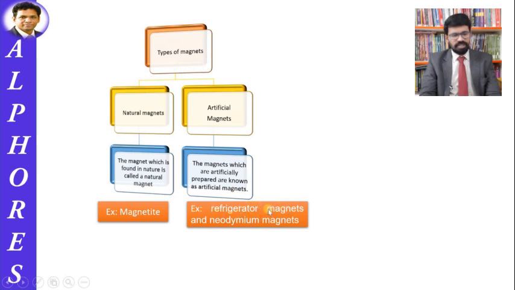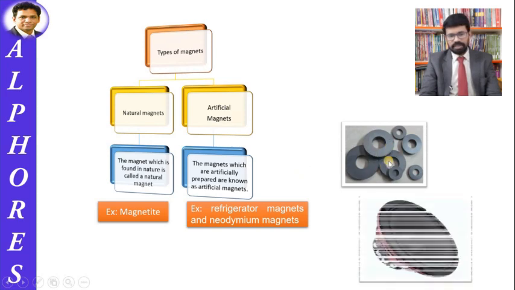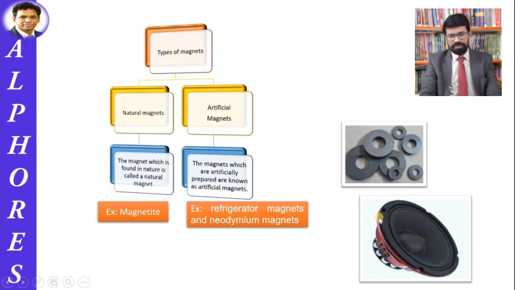In a refrigerator we use magnets. Neodymium magnets and refrigerator magnets are artificial magnets. Artificial magnets are prepared from steel, nickel and iron. From those things only we prepare artificial magnets. These are the magnets that you might have seen. A speaker contains a magnet of this circular shape.